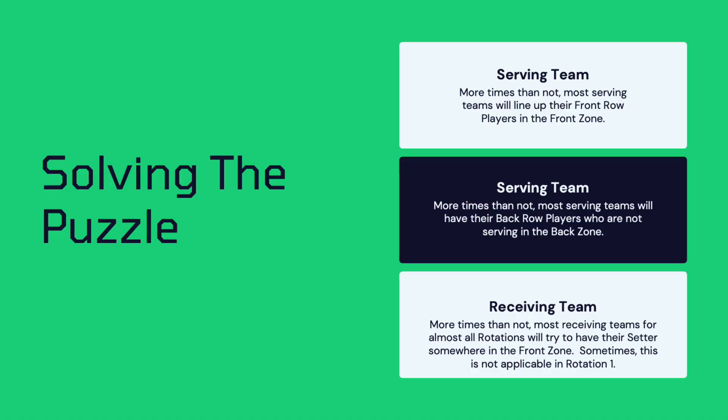And more times than not, most receiving teams for almost all rotations will try to have their setter somewhere in the front zone. Sometimes this is not applicable in rotation 1, and if we ever get to an example of this, we will highlight this. So we've given you some excellent tips and strategies for being able to solve the puzzle that is who your back row players are in each and every rally. Now let's see if we can use that information to help.